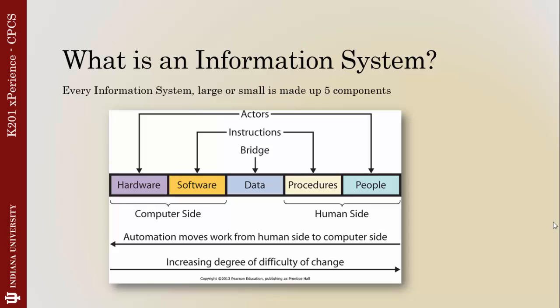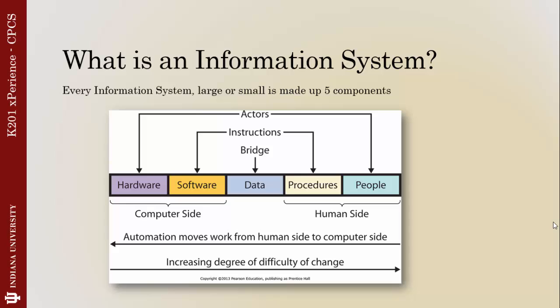The bridge that connects the computer side to the human side is the data. And information systems are producing this data to help the people make better decisions. The bottom part of the diagram talks about the automation, moving from the human side to the computer side. Again, the hardware and software are basically automated things. As you get more into the procedures and the people, that is the human side.